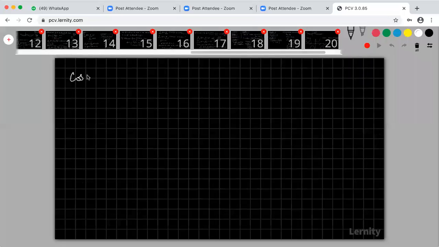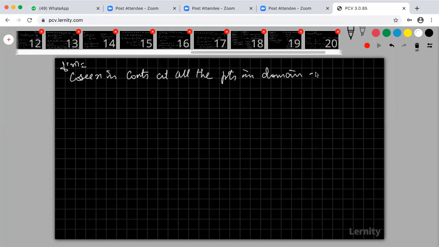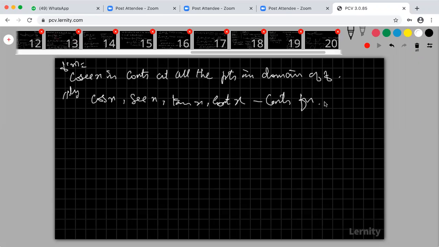So, okay, so therefore my cosecant x is continuous at all the points. My f of x is equal to cosecant x. This is continuous at all the points in the domain of f. Okay, so similarly we can prove it. Cos function, cos x is continuous, secant x is continuous, tan x is continuous, cot x is continuous. All are continuous functions. All the trigonometric functions are continuous functions only. Okay.